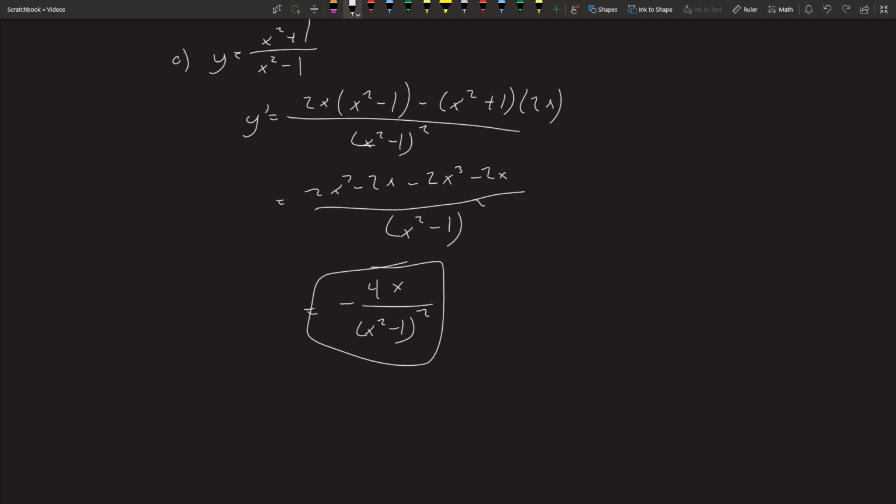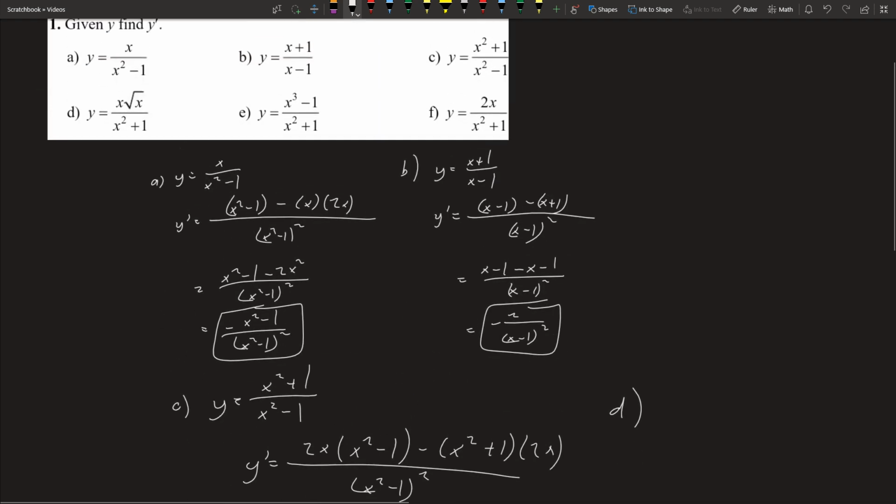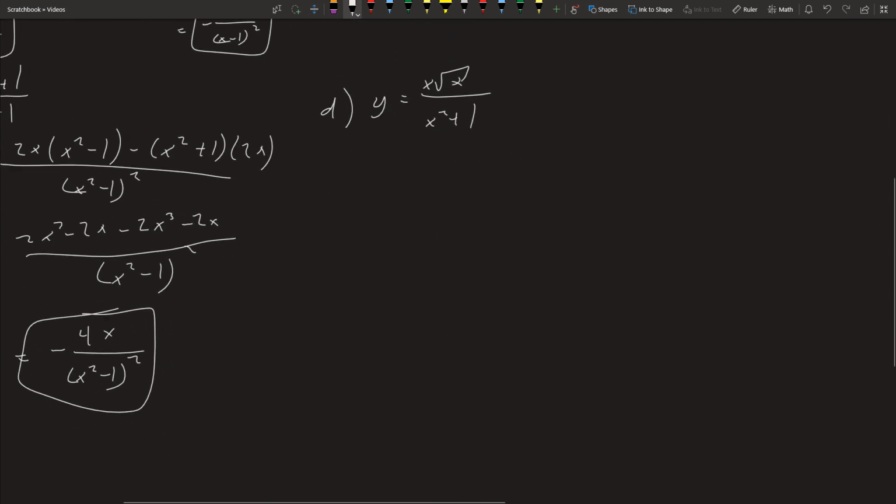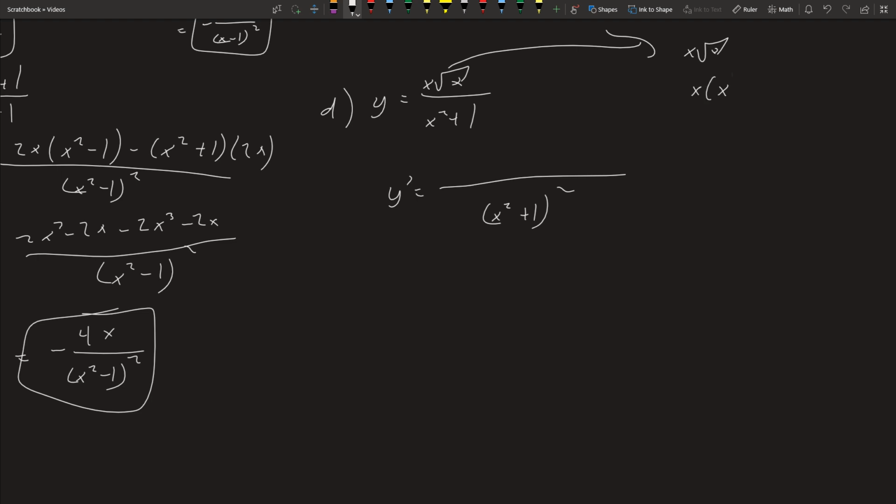Final answer. Part D, we have y is equal to x radical x over (x squared plus 1). Same thing, y prime is equal to (x squared plus 1) squared in the denominator. Let me draw it better. Derivative of the first. Now, you can do it multiple ways. You can do it using the product rule, or you can just say that this x radical x is equal to x times x to the half, which is x to the 1 times x to the half, which is x to the 3 over 2, right?